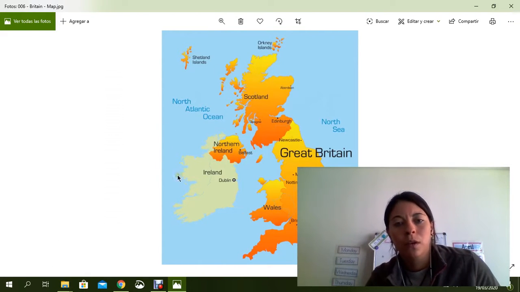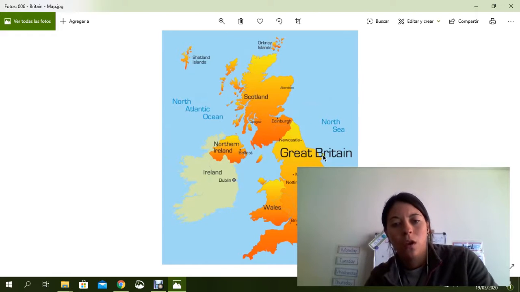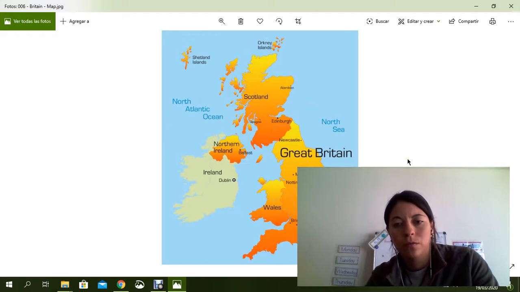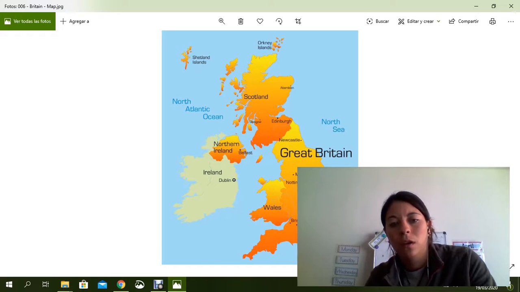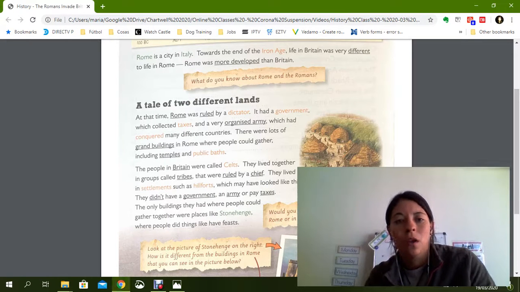Now, Great Britain over here is in the northwestern side of Europe, okay? This is composed right now of many different countries, okay? The capital of England over here is London, for example.